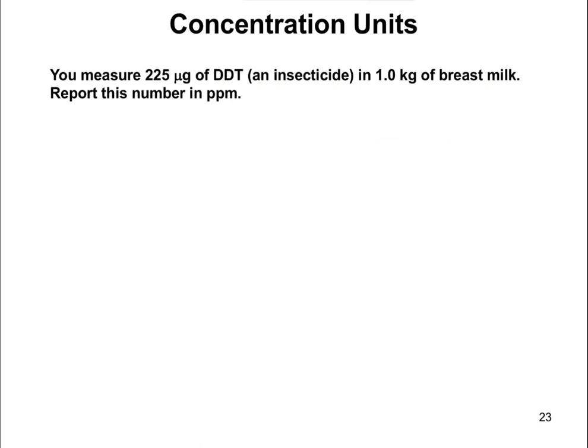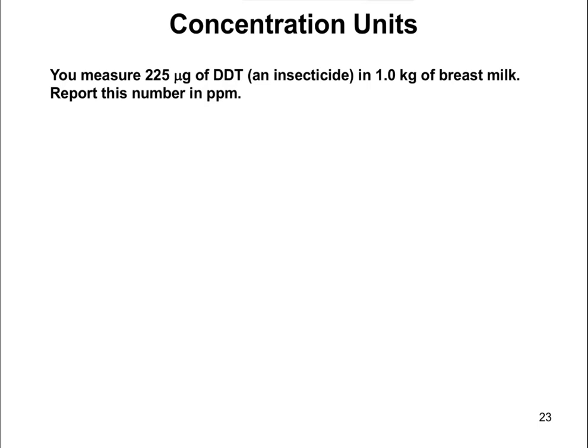So here is an example. You measure that there's 225 micrograms of DDT, which is an insecticide, in 1 kilogram of breast milk. We know that DDT can accumulate in breast milk and can actually be toxic for nursing mothers. So you can measure it, and we want to know if this level of DDT, this 225 micrograms in a kilogram of breast milk, is above or below the safe level. So how do you figure this out in parts per million?